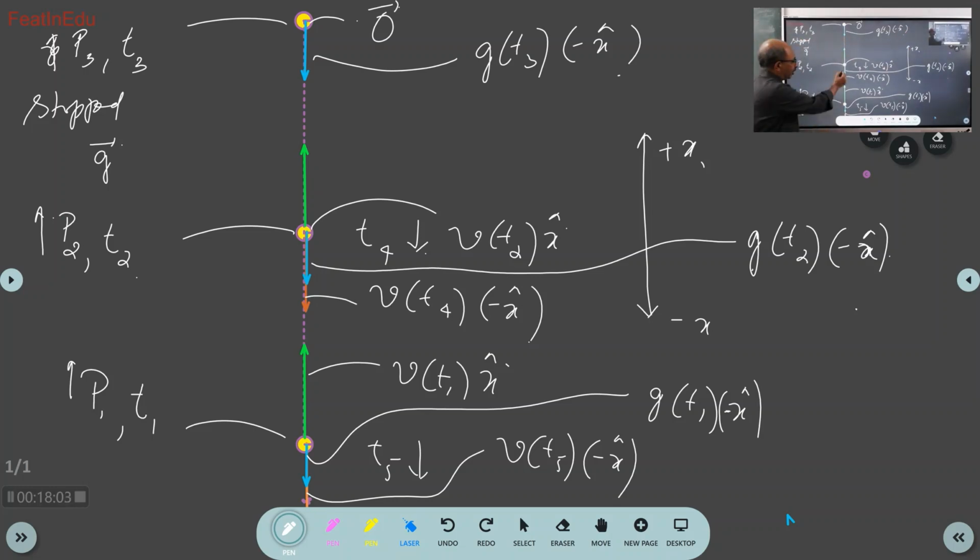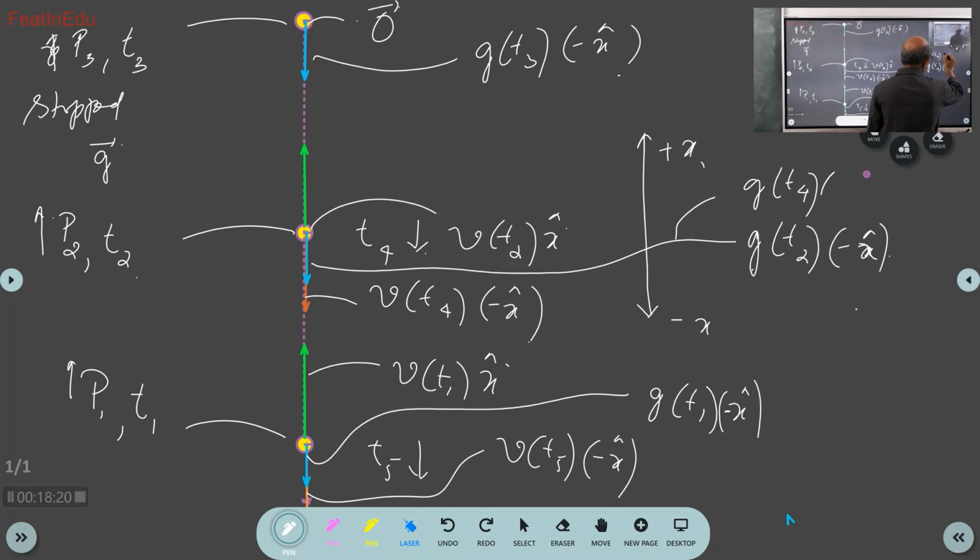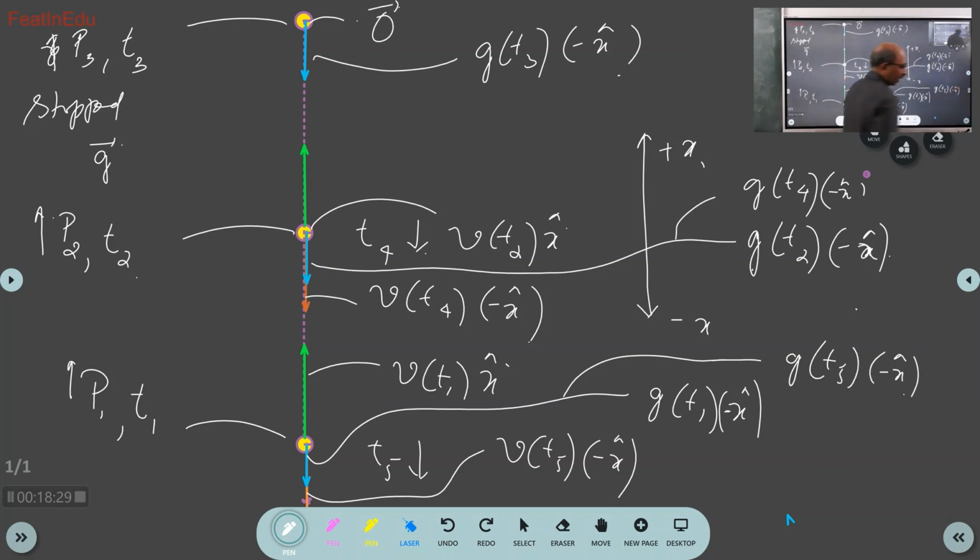When the body is coming down, what should I do for the acceleration vector? Sir, GT4 minus X cap I should write. So here I should write GT4 minus X cap. Okay, so I will also once again write this as GT4 minus X cap. Yes, sir. And so you will tell me to write here GT5 minus X cap, correct? Now tell me the relation between GT1 X cap.